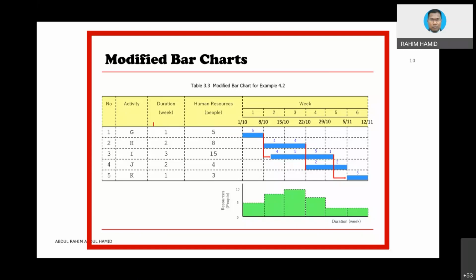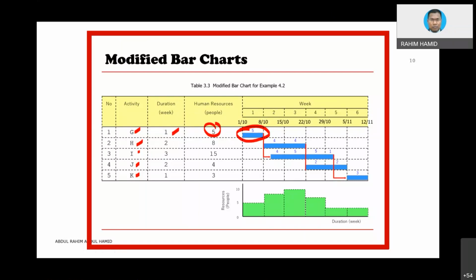Let's say activities G, H, I, J, K, and then duration. Say the duration of G, for instance, is 1 week. So the bar chart here indicates 1 week of activity. And then 5 indicates how many people we attach for the period of 1 week, 5, for instance. So the resources we are going to learn later on, after we complete all the necessary concepts about planning scheduling, then you will understand this.